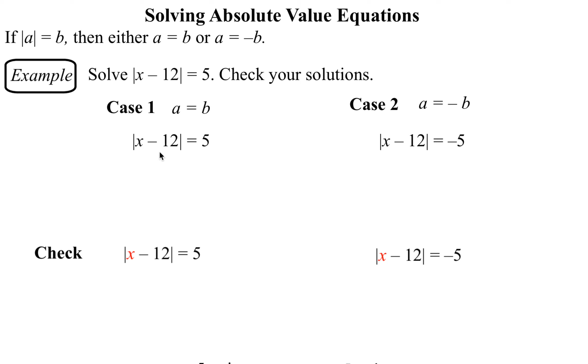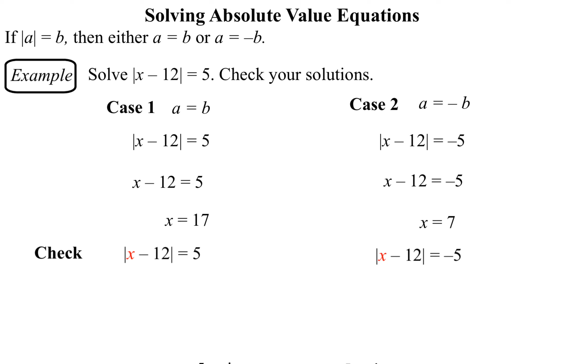So here we go. I've set up the two cases for you, and we're going to go ahead and solve these. These are pretty simple to do mathematically. You're not going to have any trouble with these. So x equals 17 on the left, and then over on the right-hand side when we solve that one, we are going to get x equal to 7.